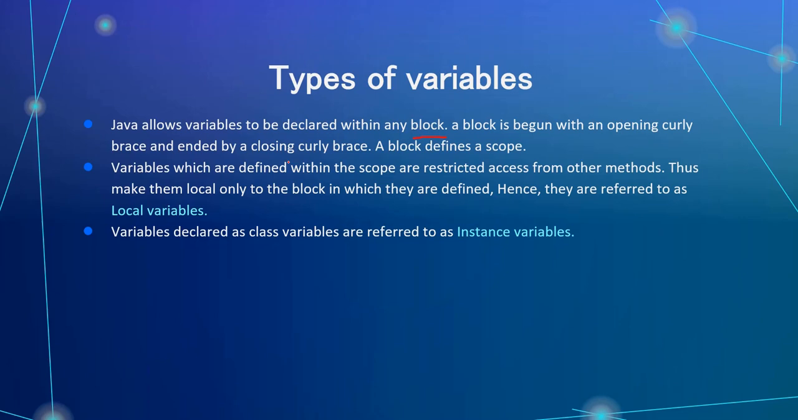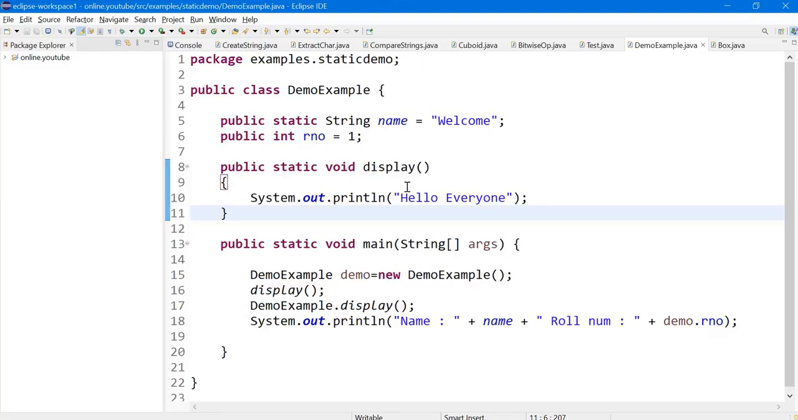Let us understand this topic with an exemplar code. It will make the explanation simple and understandable. Let us go to the code. I have a code here. I declared a variable as static: String name is equal to welcome. And I have a non-static variable, which is a class variable. It's an integer, roll number 1.